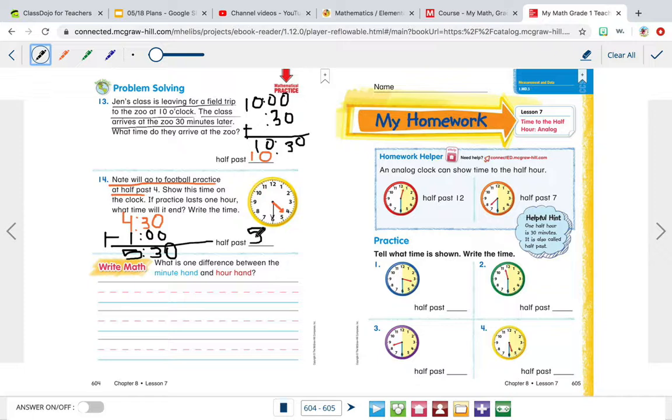Now, what is the difference between the minute hand and the hour hand? Tell me the difference between the minute hand and the hour hand. What time does the minute hand tell you? Does it tell you about minutes or does it tell you about the hour? What time does the hour hand tell you? Does it tell you about the hours or the minutes? So tell me about this in your math journal.